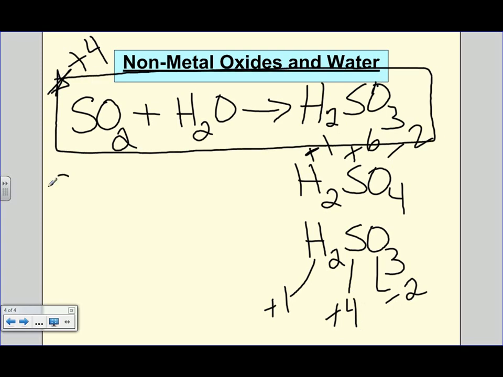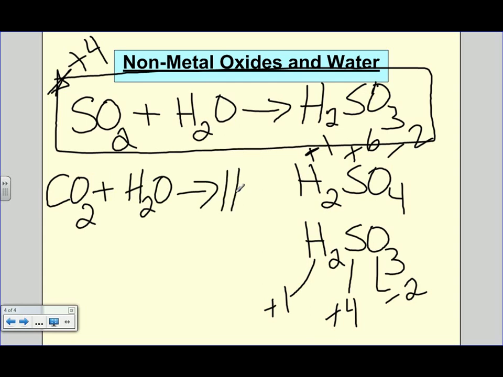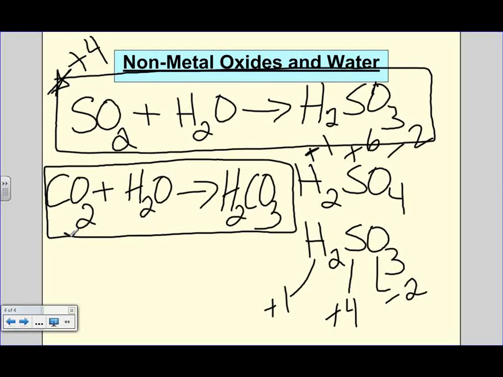So anytime we take a non-metal oxide, like carbon dioxide, and bubble it through water, it's going to make an acid. And keep in mind that the oxidation number of the nonmetal doesn't change. So in this case, we'd get carbonic acid, H2CO3. So it's nonmetal oxide plus water is an acid, metal oxide and water is a base.